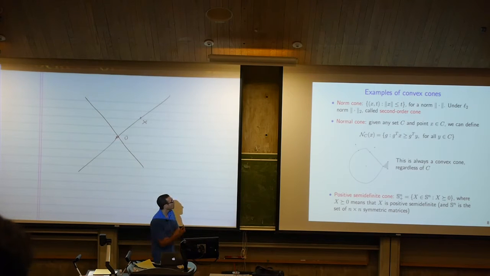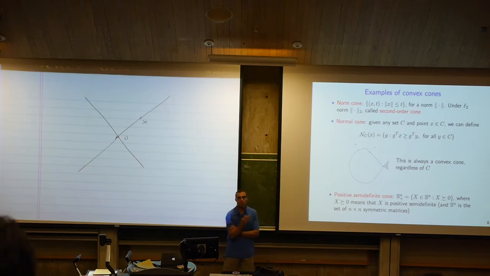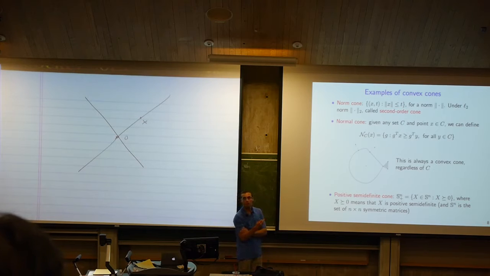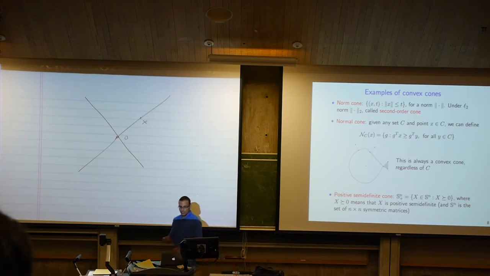The norm cone is a nice example of a convex cone. So it's the set of all x, where x is a vector, and t, where t is a positive real, such that the norm of x is less than or equal to t for a particular norm. You can check that thing is actually a convex cone according to the definition. So let's actually draw what this looks like for the L2 norm.